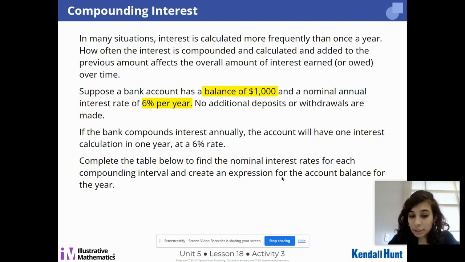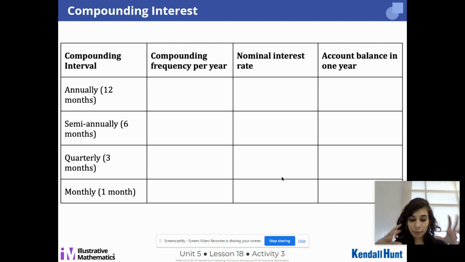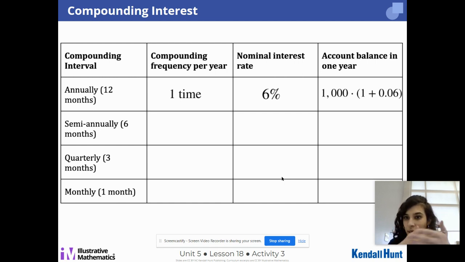Suppose a bank account has a balance of $1,000 and a nominal annual interest rate of 6% per year. No annual deposits or withdrawals are made. If a bank account compounds interest annually, the account will have one interest calculation in 1 year at a 6% rate. But that doesn't happen every time. And so let's take a look at what our table is telling us. If I'm compounding annually, that means I'm compounding once a year, right? Once a year, a whole year goes around, and I compound the entire interest rate of 6%. And so my account balance would be that 1,000 times 1 plus 0.06 to the power of 1, because we're only dealing with 1 year right now.